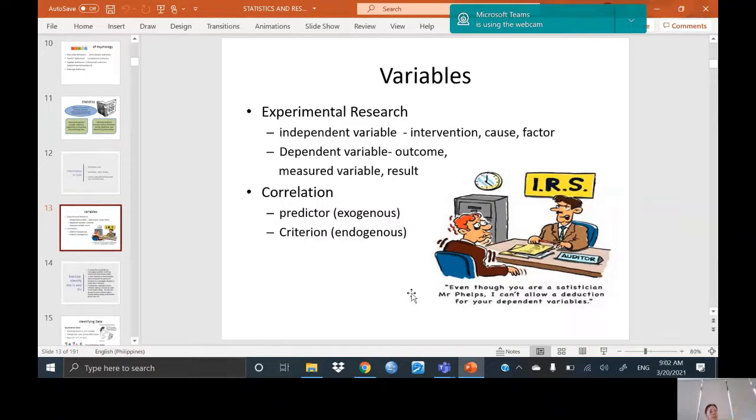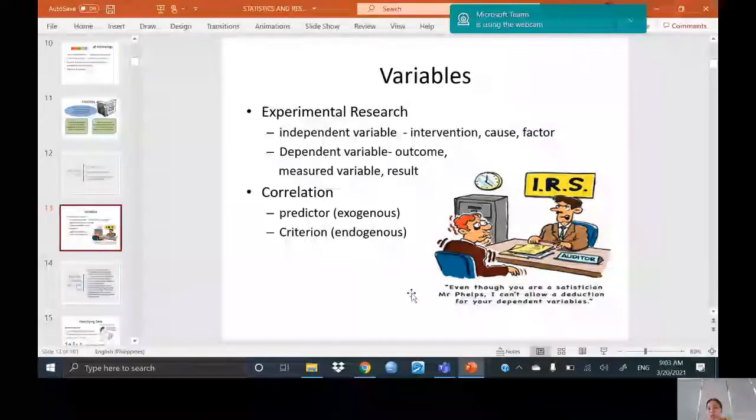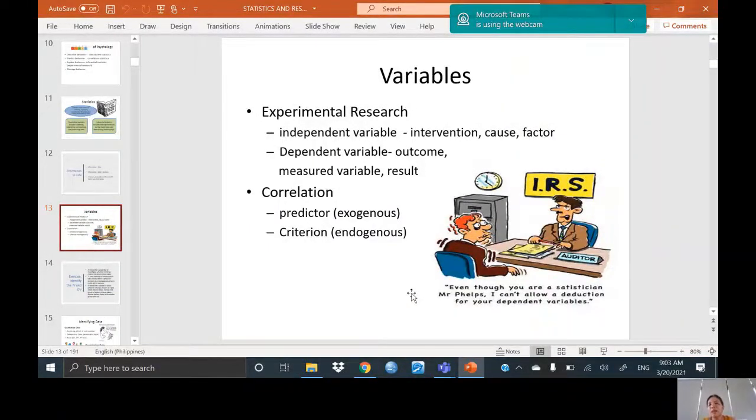Now, another thing that we would have to review is the concept of variable. In any research, psychological research, or even in educational research, social research, especially if it is quantitative research, the researcher should be able to determine what are the variables that he wants to study. Why am I stressing this?